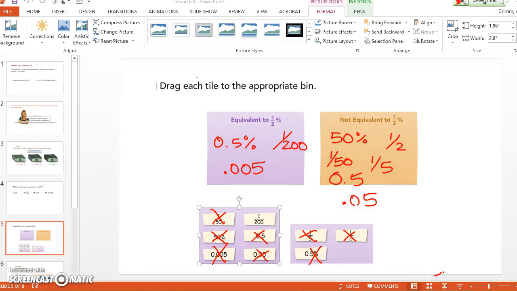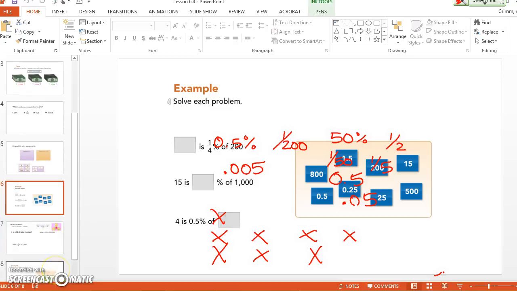Okay. Now, if you think about that, what would 1/100 be? What percent? 1%. So does it make sense that if that's 1%, and I double this and make it 1/200, that would be 0.5%? Does that make sense? Okay, good. Because it's trying to get you to understand the number sense behind it. All right, let's look at the next one then.